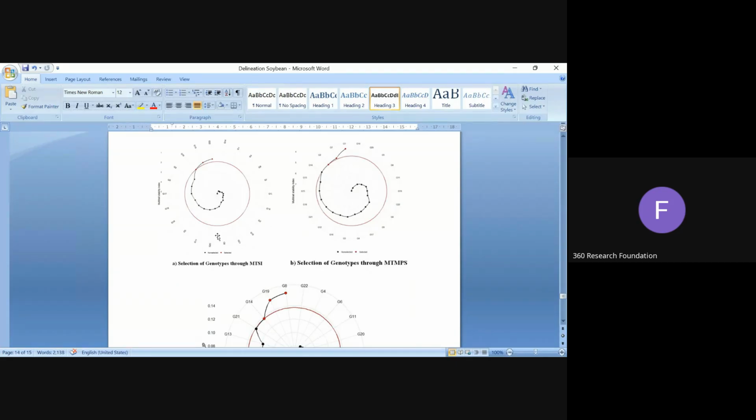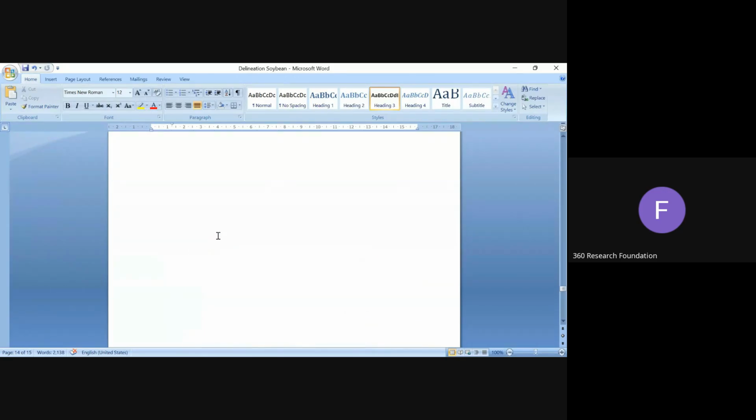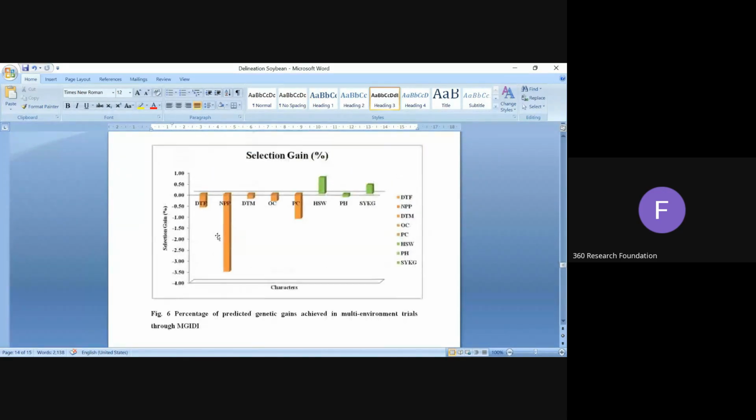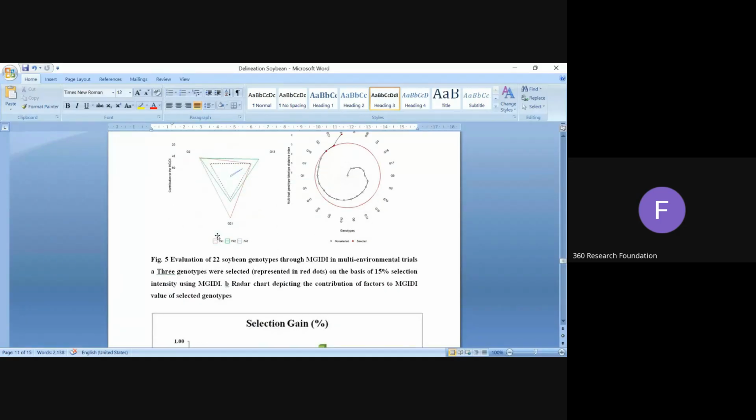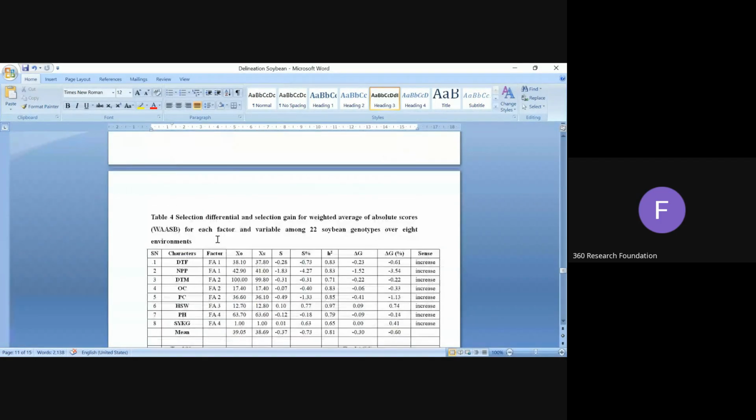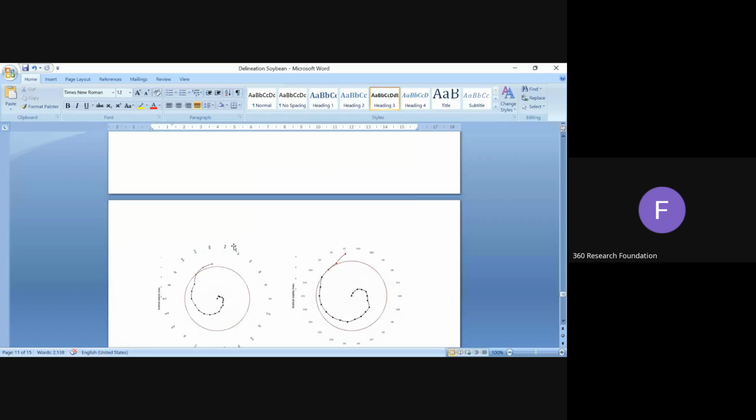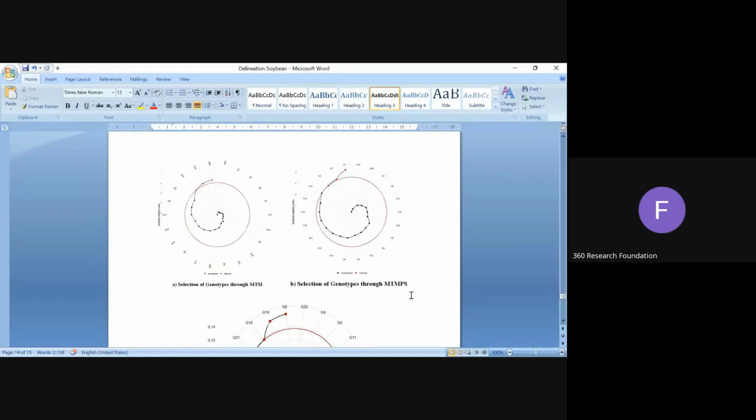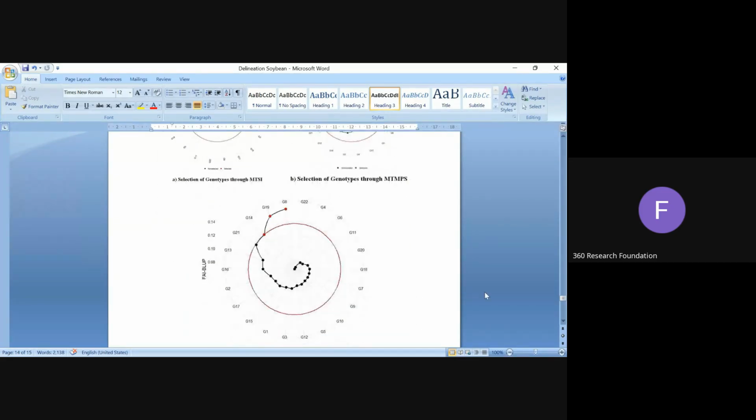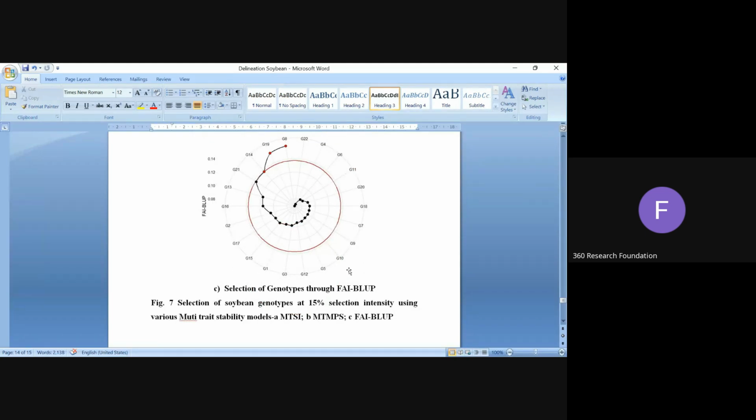So the first one is our MTSI, right? Second, it is MGIDI. Third, that is MTMPS. It will take mean performance and stability. And the last is the selection method by using BLUP values.